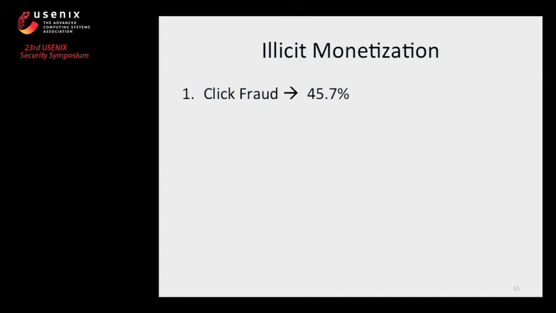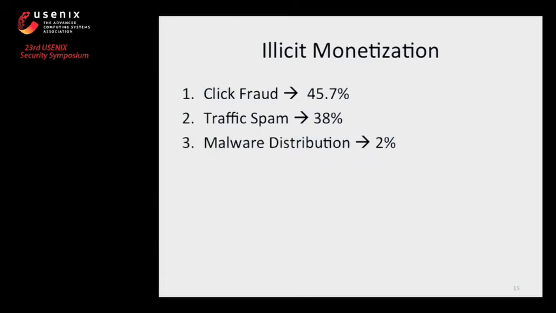We find that click fraud covers over 45% of the traffic that we were able to classify. Traffic spam covers over 38% of the traffic. So more than 38% of the traffic that was monetized through a traffic exchange system was considered spam. Surprisingly, even though the traffic was monetized through a traffic exchange system, we found a lot of the traffic is leading to malware distribution through social engineering attacks or even drive-by downloads, which covered 2%.